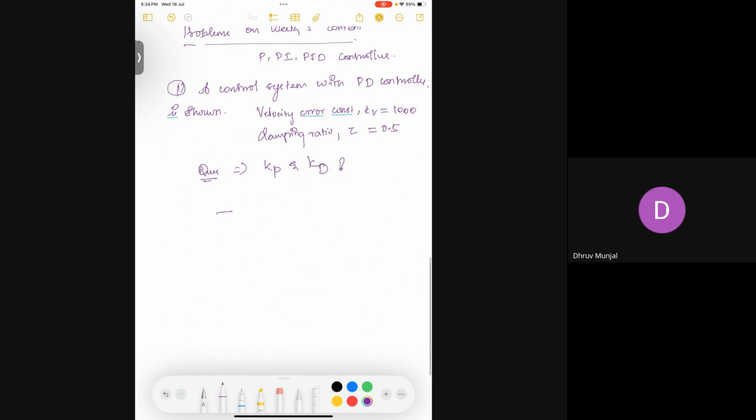So the control system will look like this. This is the controller we are using: Kp plus Kd into S. If it is PI, it will be Kp plus Ki by S. So this is the transfer function of the plant, 100 by S into S plus 10, Y of S. I'm considering unity negative feedback. So this will be 1.